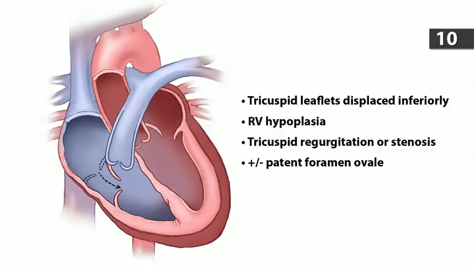We also said that lithium is potentially teratogenic. So if a pregnant woman takes lithium during the first trimester of pregnancy, the fetus may develop something called an Ebstein anomaly. So the next question says, what are the features of an Ebstein anomaly? So the features are the tricuspid leaflets are displaced inferiorly into the right ventricle, there's hypoplasia of the right ventricle, and some tricuspid regurgitation or tricuspid stenosis. And most of these patients have a patent foramen ovale with a right to left shunt.